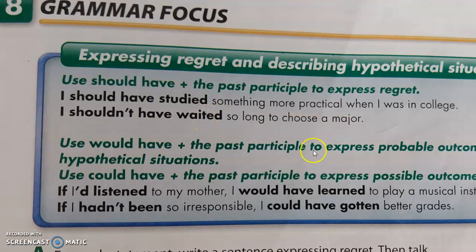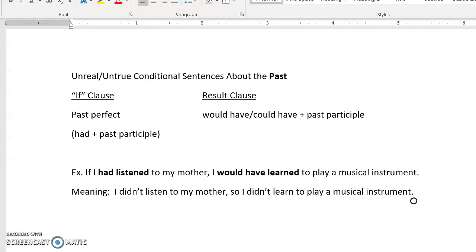Okay, now here is another way to express regret by talking about what could have been different. So let me give you some background here on how to do this. What we're doing here is expressing something that is unreal or untrue about the past. It's called a conditional sentence. So unreal, or you can call it untrue about the past. So to make a sentence like this, you're going to have two clauses. Remember we said a clause has a subject and a verb.